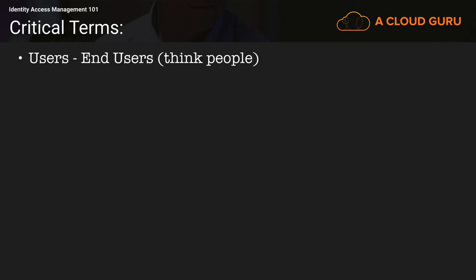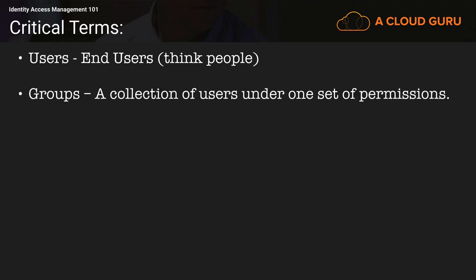So some critical terms in IAM. You have users, which is just your end users, so think people. We then have groups, which is basically a collection of users under one set of permissions. So you apply a policy to a group. Everyone within that group will then inherit that policy. Some policies obviously may conflict, especially if somebody is in a different group. So they might be in the HR group. They might also be in the system administrator group. So you will need to understand how to troubleshoot conflicting IAM policies. Again, we are going to cover that off.